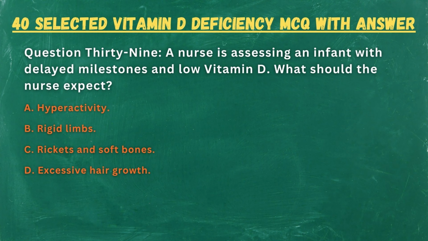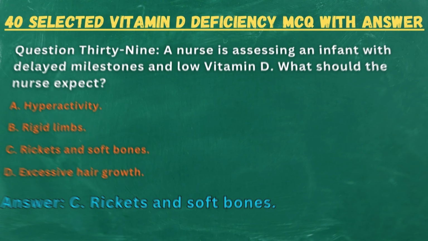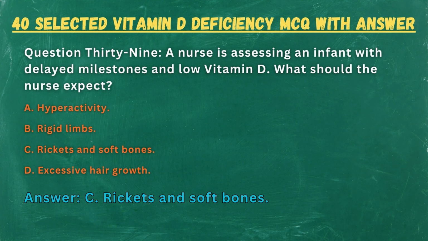Question 39. A nurse is assessing an infant with delayed milestones and low vitamin D. What should the nurse expect? A. Hyperactivity. B. Rigid limbs. C. Rickets and soft bones. D. Excessive hair growth. Answer: C. Rickets and soft bones.